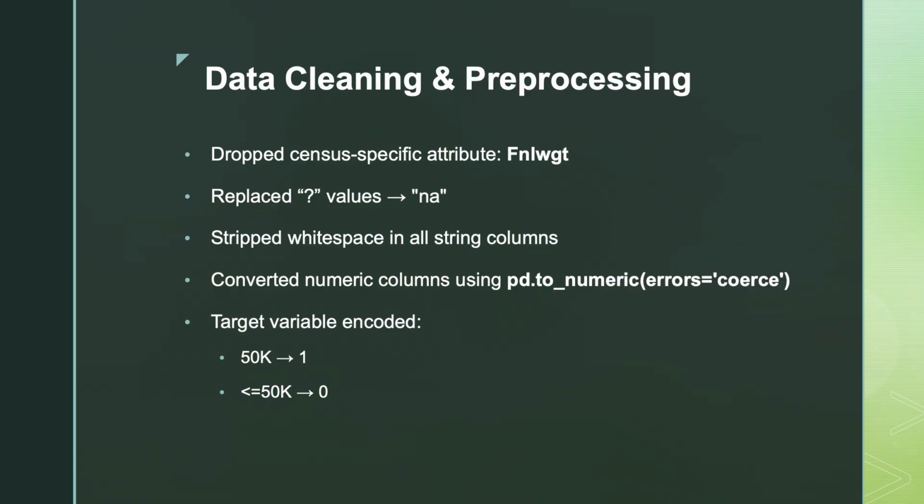Next, replaced question mark values with NA. Third, strip the white space in all the string columns. Next, converted numeric columns using pandas method to_numeric. Next, the target variable was encoded as, if the salary is more than 50K, then it was encoded as 1, and if it's less than or equal to 50K, then it was encoded as 0.